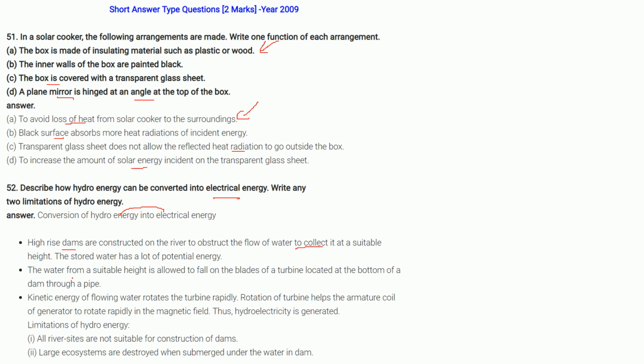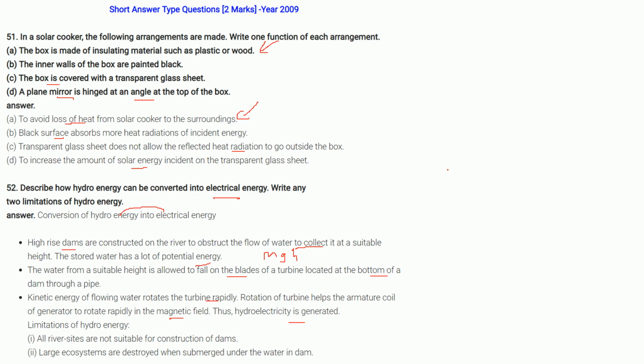Now the stored water has a lot of potential energy, mgh. Now the water from a suitable height is allowed to fall on the blades of a turbine located at the bottom of the dam through a pipe. Now the kinetic energy of flowing water rotates the turbine rapidly, and rotation of the turbine helps the armature coil of the generator to rotate rapidly in the magnetic field. Therefore, hydroelectricity is generated.